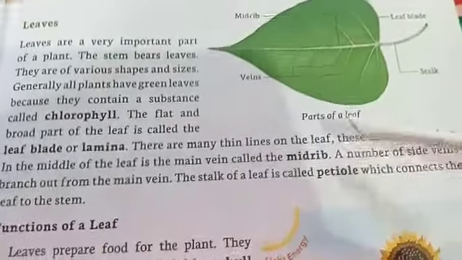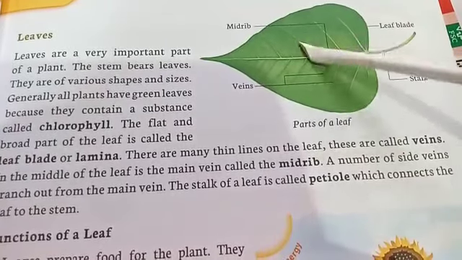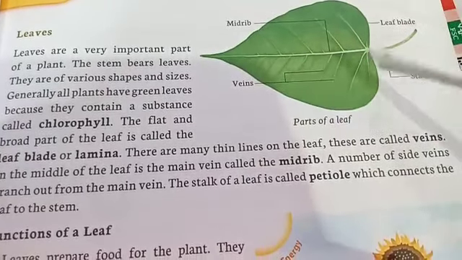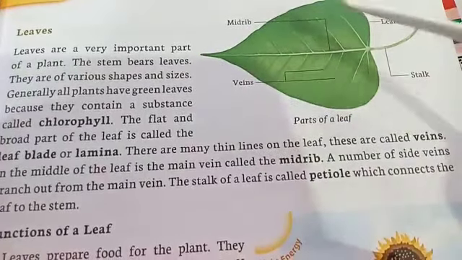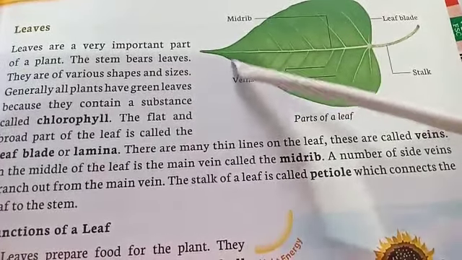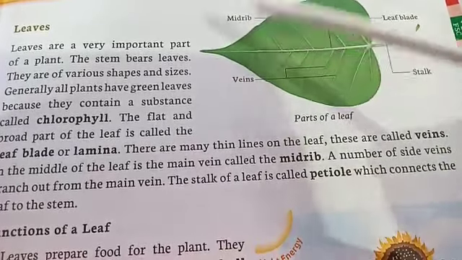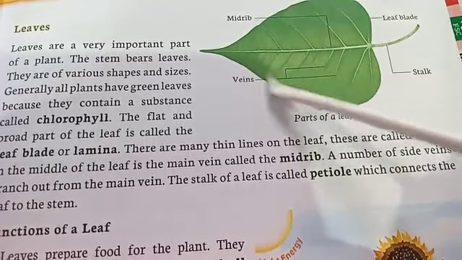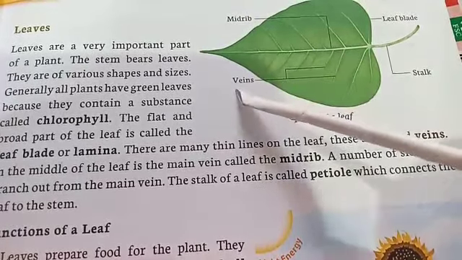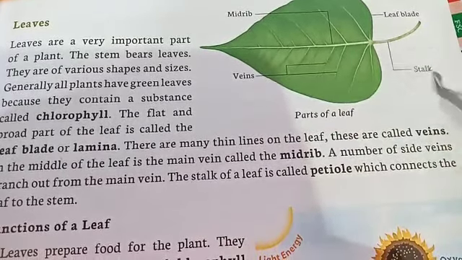You can see in the picture parts of a leaf. This is the leaf and this side is the leaf blade. This is the main vein that is called midrib, and from the main vein the other veins are there, and this joining point is called the stalk.